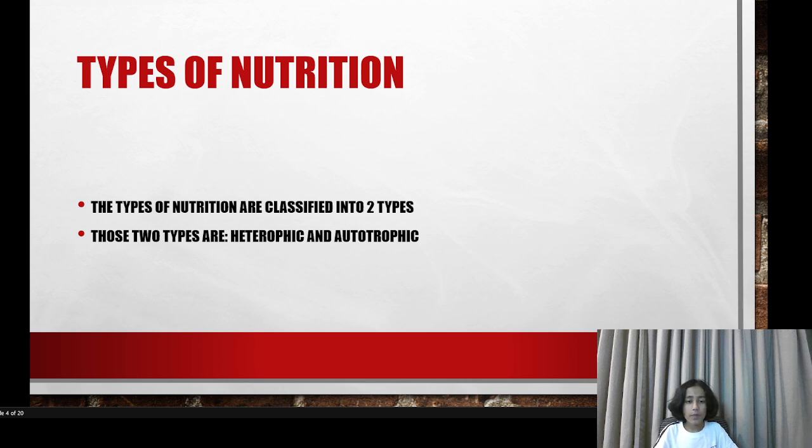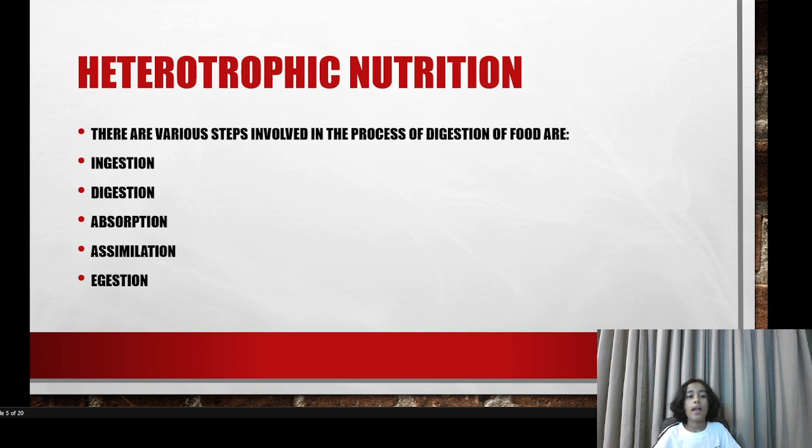Heterotrophic nutrition is when animals are unable to make their own food and depend on other plants and organisms for their food. Meanwhile, autotrophic nutrition is when organisms make their own food in the presence of carbon dioxide, sunlight, and using water from soil. Plants are autotrophs or autotrophic organisms. Animals, including human beings, are heterotrophic or heterotrophs.